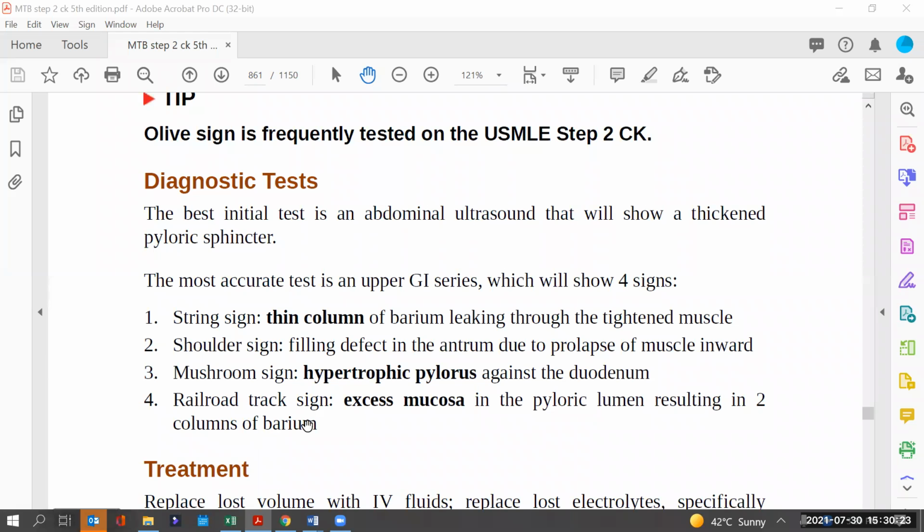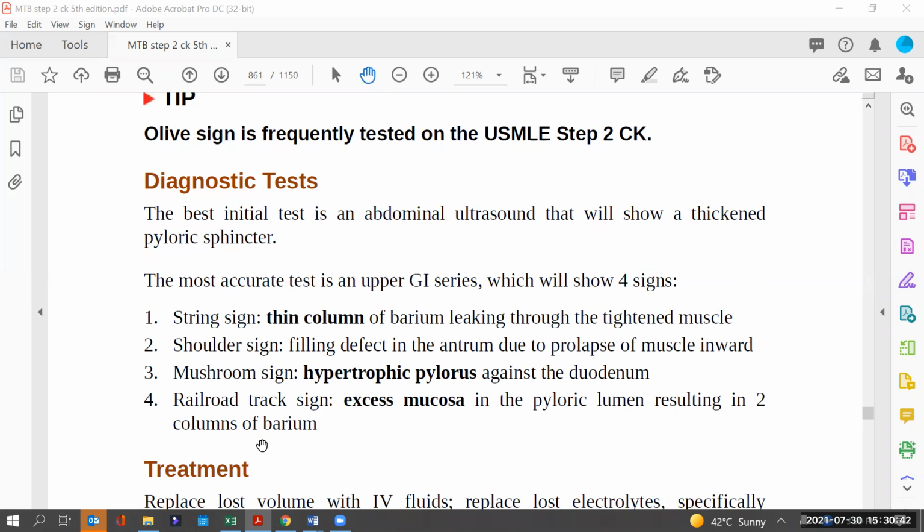Then we have this railroad track sign, with excess mucosa and the pyloric lumen resulting in 2 columns of barium. In this pyloric lumen, the barium is going to be retained too much, and you can find barium in this way, so that you can easily appreciate that there are 2 railroad tracks.